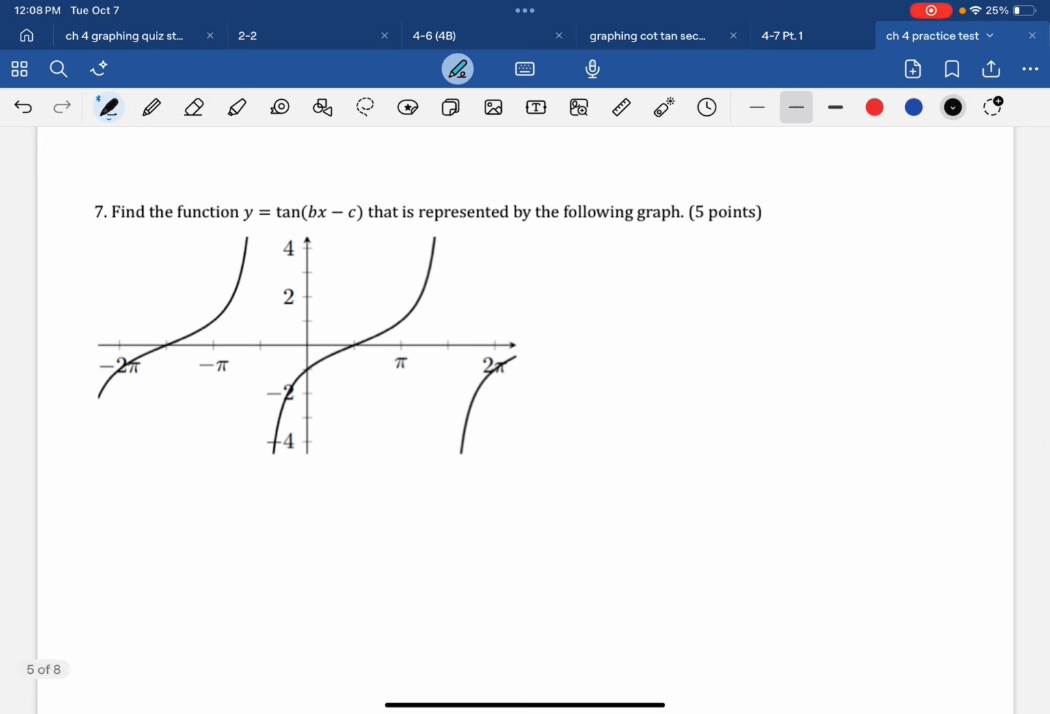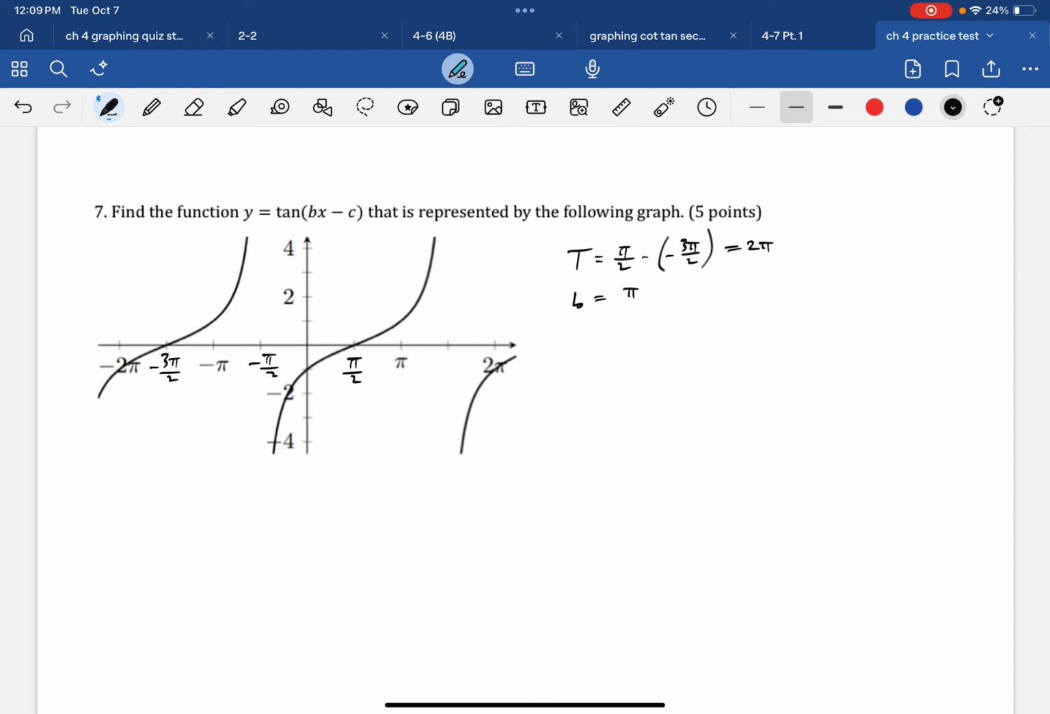Next, I have a tangent function. And this one's tricky because there's also a horizontal shift. So it might be helpful first to label some of these tick marks. This is pi over 2. This is negative pi over 2. And this is negative 3 pi over 2. That tells me that my period is pi over 2 minus negative 3 pi over 2, right? Because we can simply determine the distance between these two intersection points. So that means my period is 2 pi.